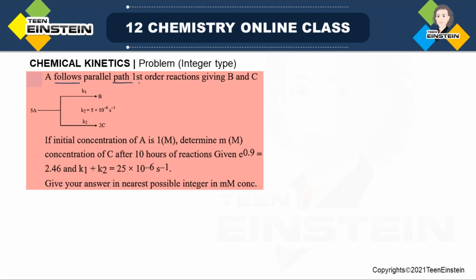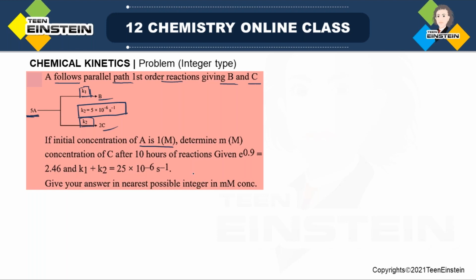A follows a parallel path first order reaction giving B and C. K1 is for the first reaction, K2 for the second, and for C the K2 value is mentioned, but not for K1. Another interesting thing you can observe in this problem: up until now, in all the parallel path examples you have seen, it is simply A, with no coefficient. But here we have a coefficient, that is 5A. That is, from 5 moles of A we are getting 1 mole of B and 2 moles of C. So this coefficient will make some difference.